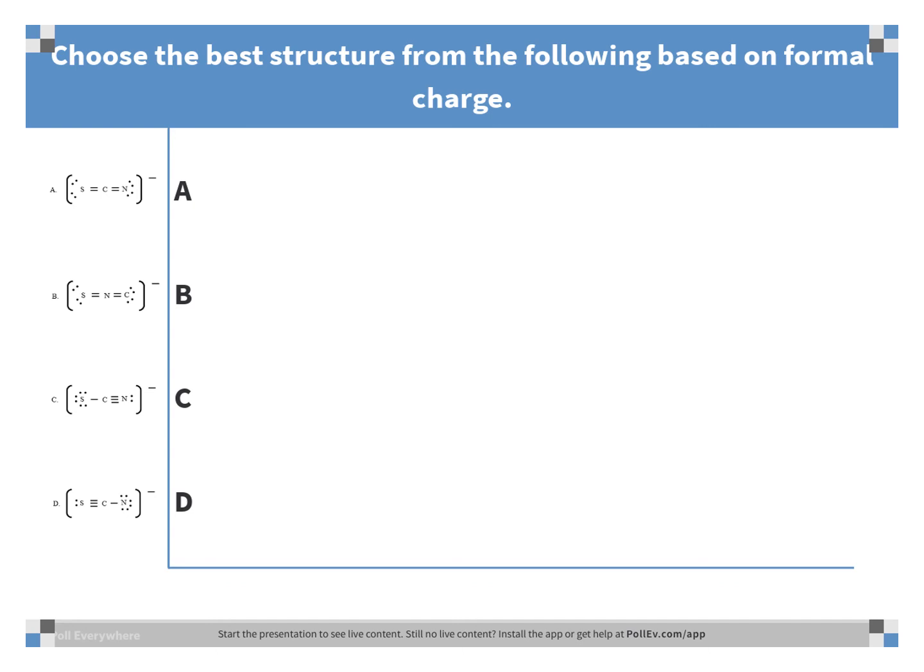They have the same distribution of charges, 0, 0, and -1. We need to use electronegativities to tell which atom should have the -1 charge. Since nitrogen is more electronegative, it should have the -1 charge, making A the correct answer.